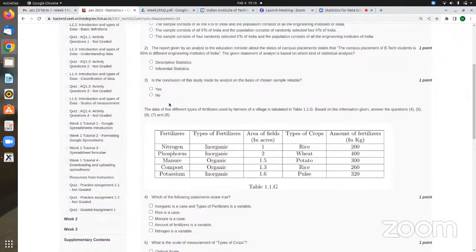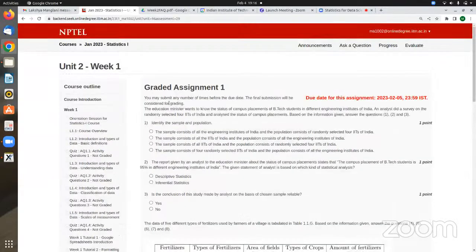Sir, what about the second question? The second question: the education minister wants to know the status of campus placements of BTech students in different engineering institutes of India, and the analyst did a survey on 4 randomly selected IITs and analyzed the status of campus placement. So what is the report given by the analyst based on?